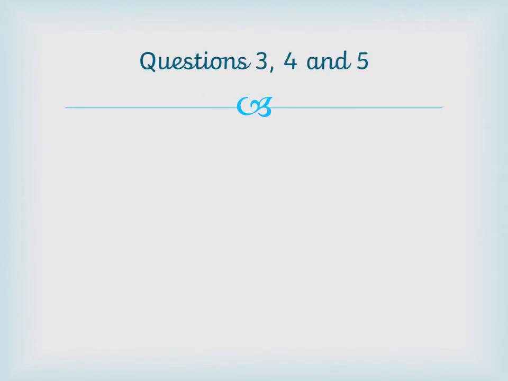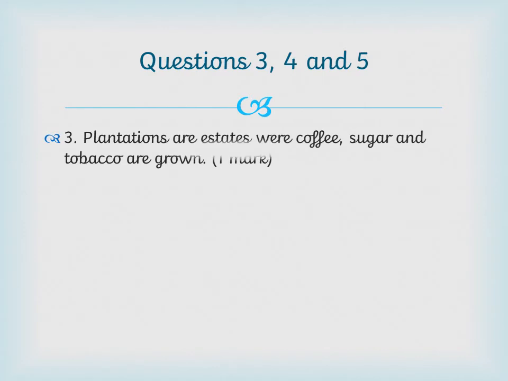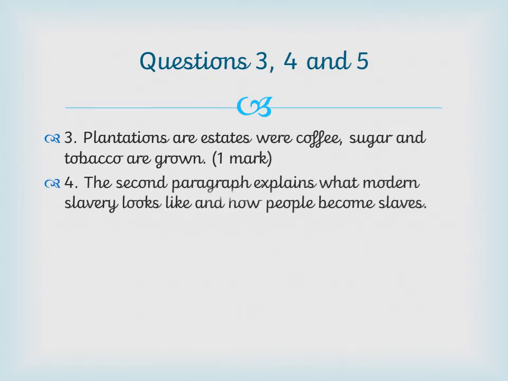Questions 3, 4 and 5. Question 3. Plantations are estates where coffee, sugar, tobacco are grown. One mark for that answer. Nothing else. That's what they are. Question four. Now, your summary, that depends on what you write, but this is what I wrote. The second paragraph explains what modern slavery looks like and how people become slaves. Two things, what it looks like and how it happens to people. Those are two main points about that paragraph. Okay?